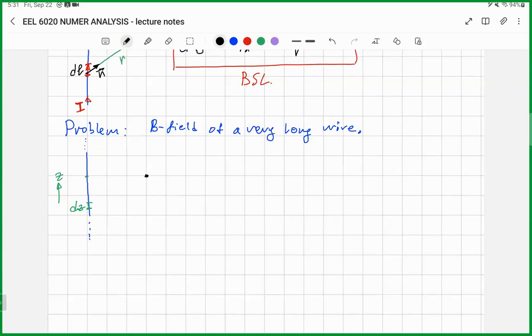For a very long wire, the magnetic field at any point at any distance r, let's call it r0, along this line will be the same, because the wire is very long. Next, this r0 is the distance between the wire and the observation point here.